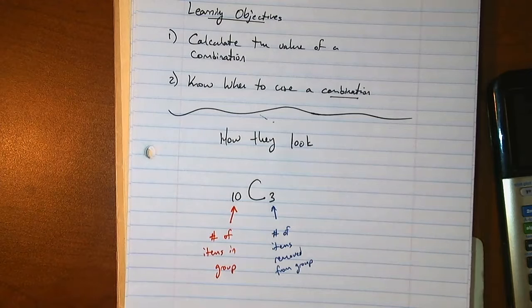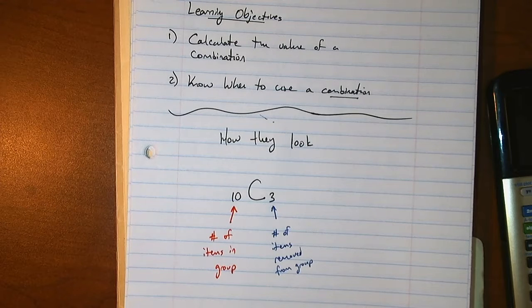But here's the key difference. All we care about is what we pick. We don't care about what order it's in. Order, when we're working with combinations, does not matter. With a permutation, the order did matter. With a combination, the order does not matter.